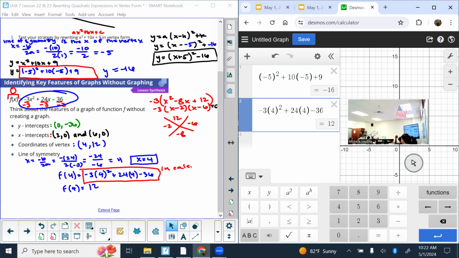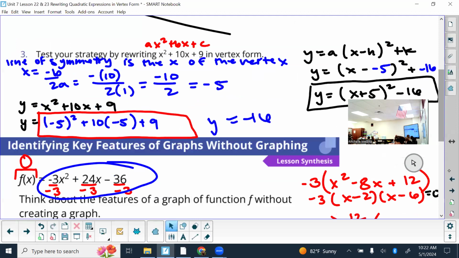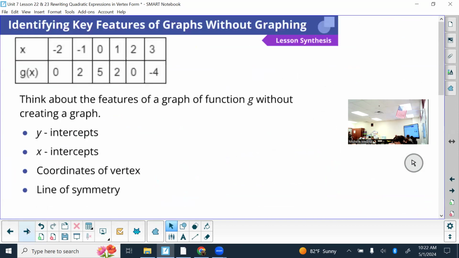All right. Last one, and it's the first table that we're seeing in this unit, but I think tables are even easier than equations. So going to the last one. We need to identify all these different things, but now from a table. So y-intercepts. By definition, your y-intercept is when what happens? When x is 0.